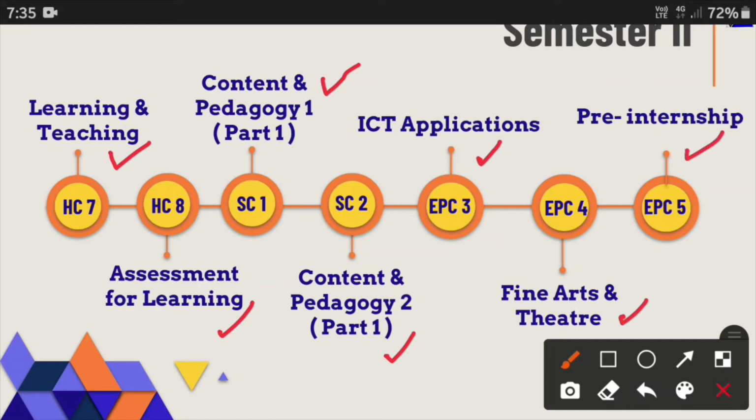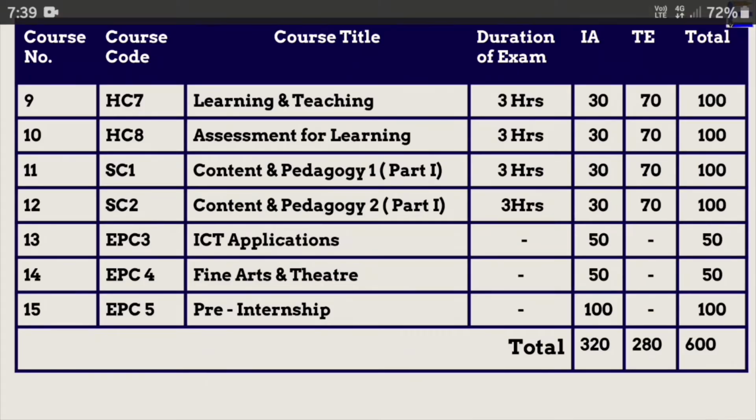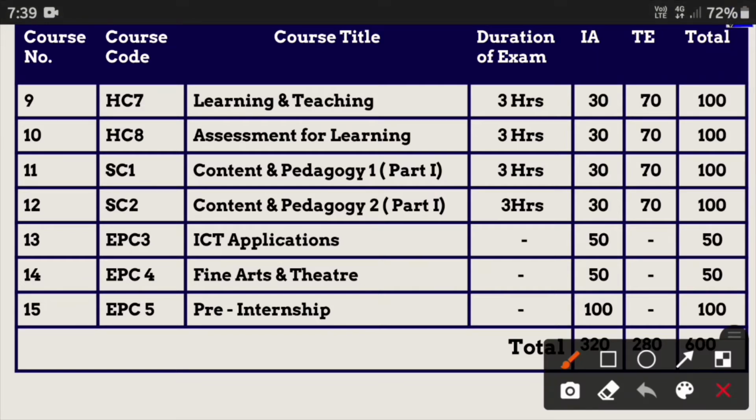So, like this, in your second semester, you need to study 2 hardcore courses, 2 pedagogy papers and 3 enhancing professional competency courses. This table represents some further details of these papers. HC7, that is Learning and Teaching, is assessed for 100 marks, which is composed of 30 marks as part of internal assessment and 70 marks as the term-end examination.